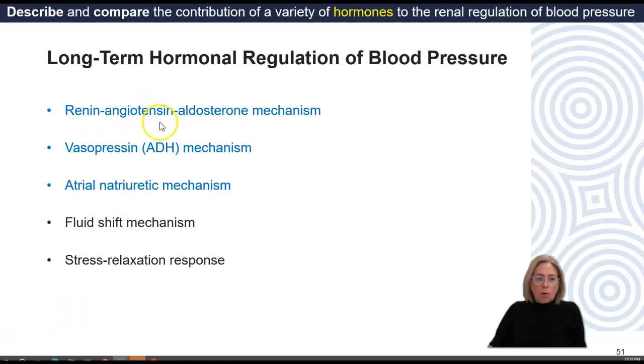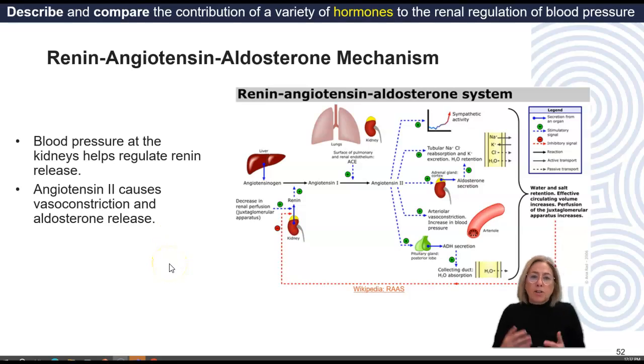Now, these three hormonal mechanisms all involve the kidneys. I'm going to start with the renin-angiotensin-aldosterone system or mechanism. Okay, so blood pressure at the kidneys helps to regulate renin release. Okay, so renin is an enzyme. All right, you can see here we've got a decrease in blood pressure at the kidneys, and that causes renin to be released. Renin then catalyzes the conversion of this protein made in the liver called angiotensinogen to angiotensin 1.